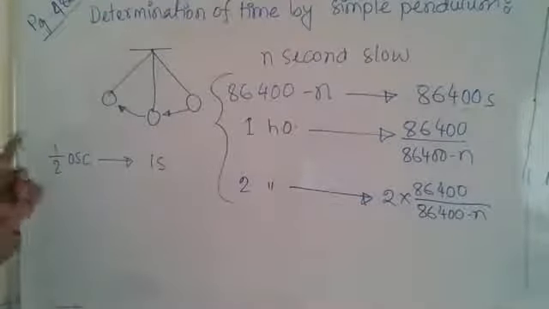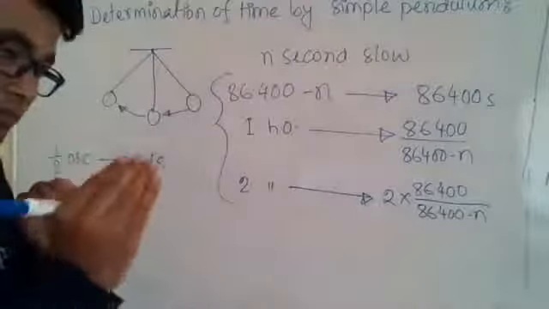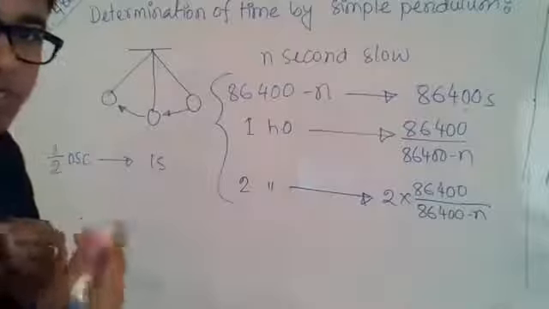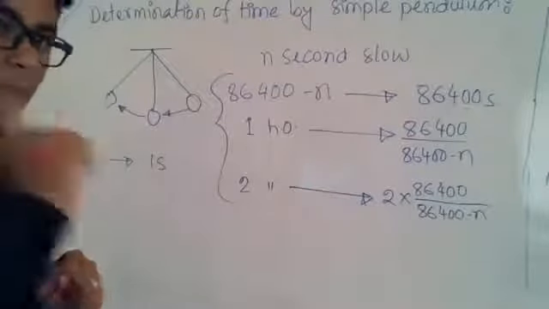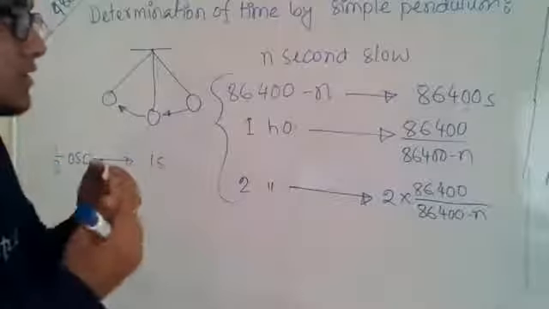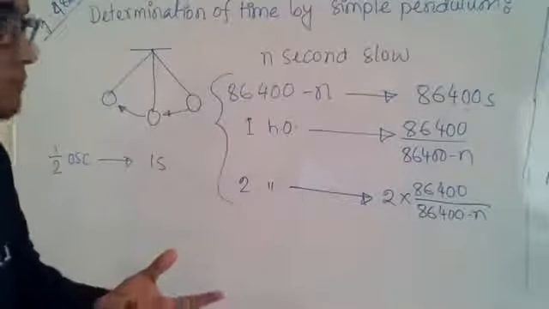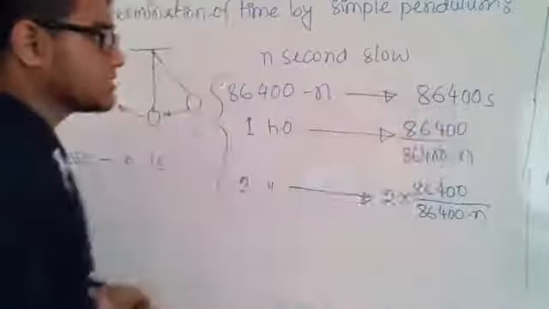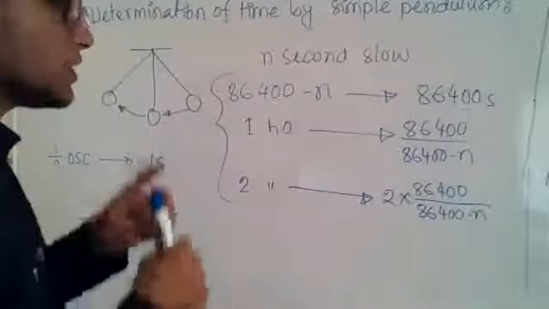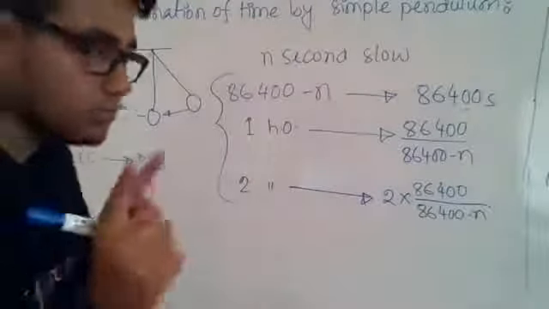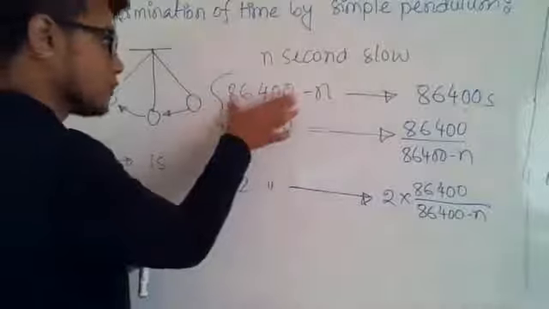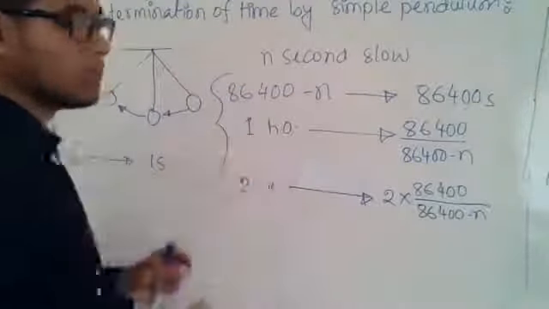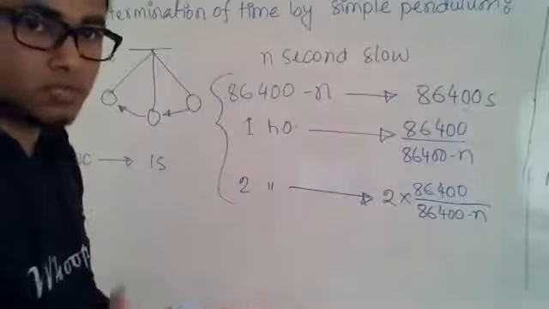Understood? Now the clock is running slow. Let us say the pendulum is running slow. Then what will happen? It will complete fewer oscillations in the same time. We will take the time as 1 day. But as it is running slow, it will complete fewer oscillations. So the time taken will be 86,400 only, but the half oscillations completed will be fewer. Previously it was 86,400 because it was running correctly, but now it is running slow, so fewer half oscillations will be completed.